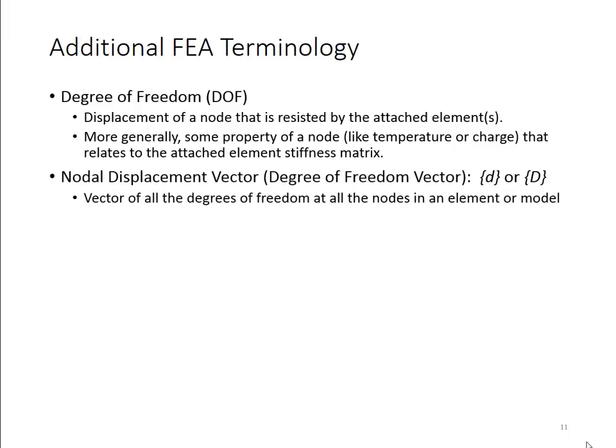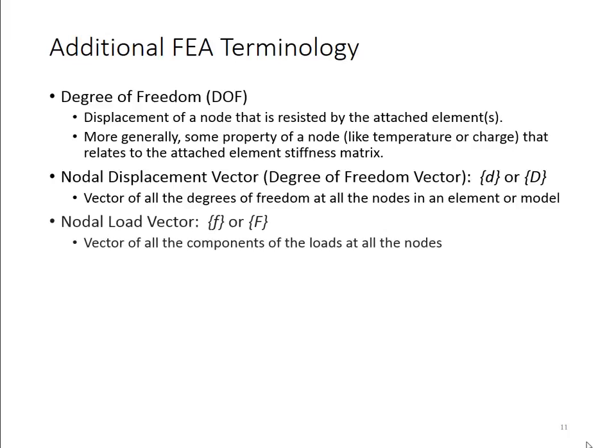The next important term would be a nodal displacement vector. This is also known as the degree of freedom vector, and it's what I had as a little d or big D in the earlier slides. This is the vector of all of the degrees of freedom at that node, in the element or the model. So that would be displacement in the x, y, and z direction for a 3D model, or perhaps rotations about certain axes, or perhaps it's temperatures for a thermal analysis.